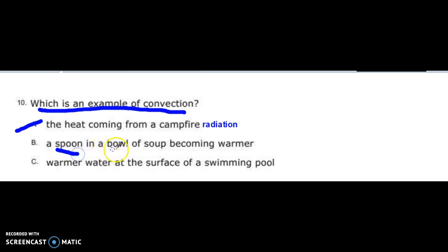A spoon in a bowl of soup, liquid, becoming warmer. That to me sounds like heat transfer through a liquid. I'm going to put a maybe beside this one. Warmer water at the surface of a swimming pool.